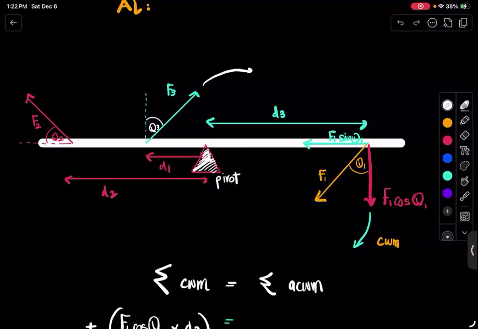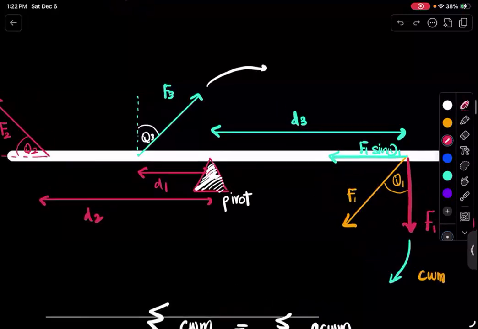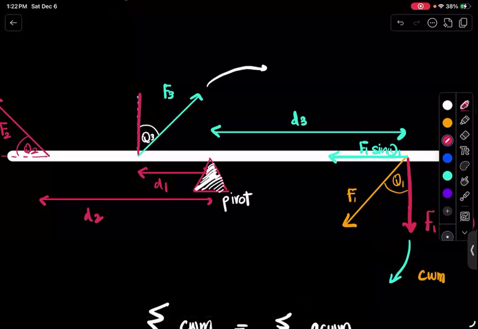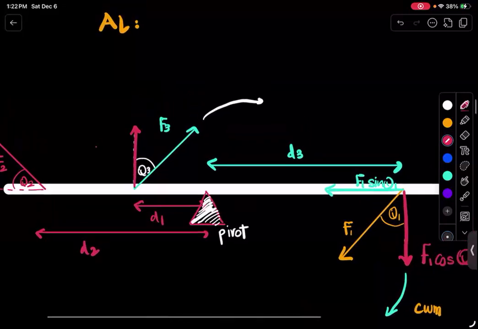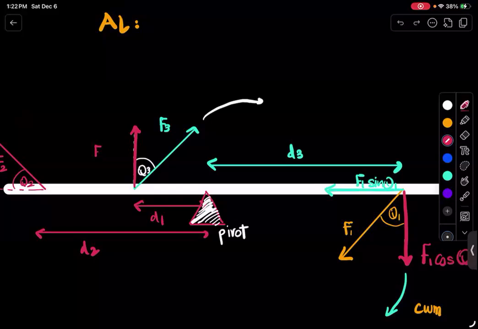Now, that means this force has two components as well. It has this component, and what is this component going to be? It's going to be F3 cos theta 3, right? Because the angle given is this one, not this one. Why am I taking this force and not the other one? Because the other force is going to be F3 sine theta 3.